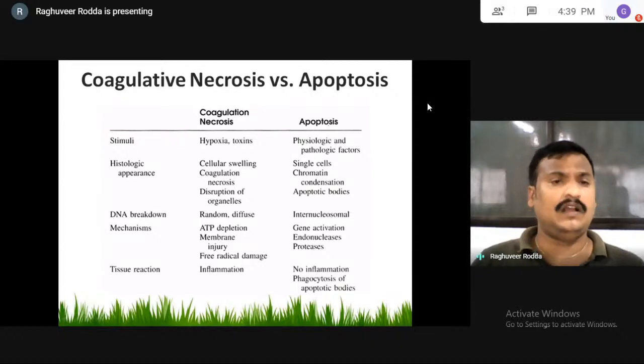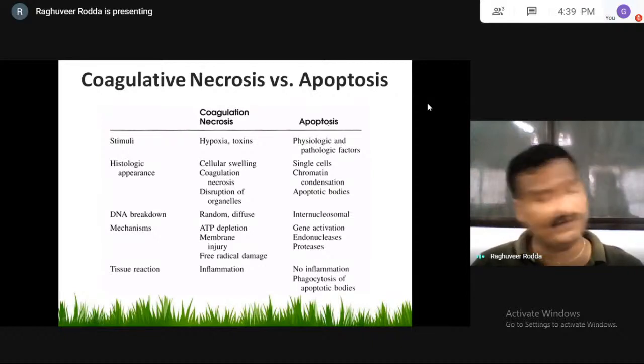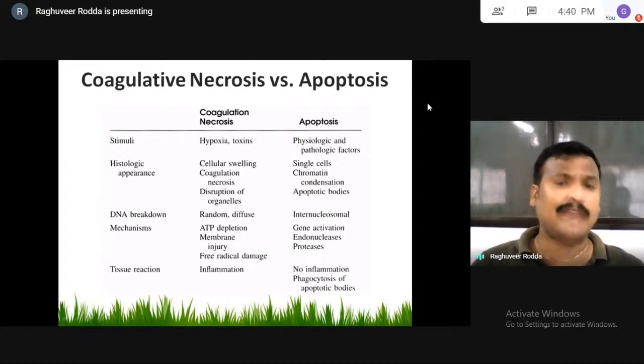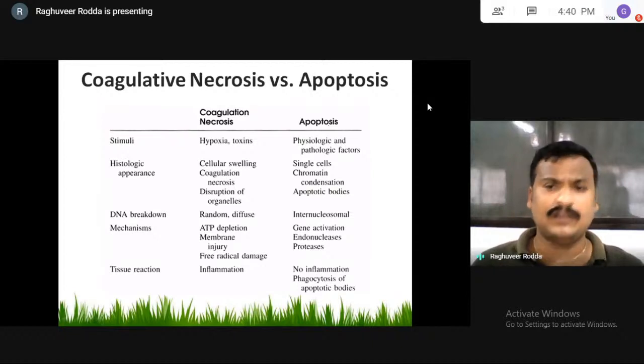Here, I kept some important information for you: the difference between coagulative necrosis and apoptosis. The stimulus for coagulative necrosis is a hypoxic condition. As I said just now, it is a pathological type, while apoptosis is both a physiological and pathological type. So hypoxia and toxins are the pathological background.